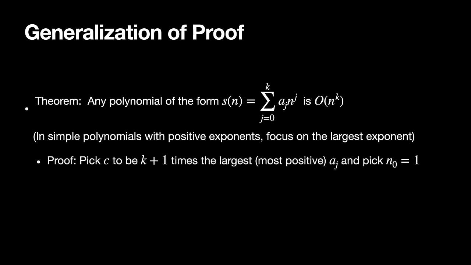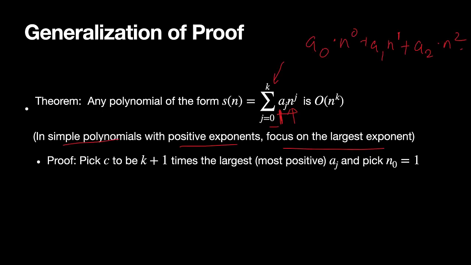So in order to prove this, we're going to pick a value of c. Again, this is going back to our definition of the big O notation. That will be k plus 1 times the largest, or the most positive, a. So basically we're trying to pick our little multiplier here, so it has some relationship to our multiplier in our polynomial and also our highest exponent. And we're also going to pick our starting point to be the value of n0 equals 1.